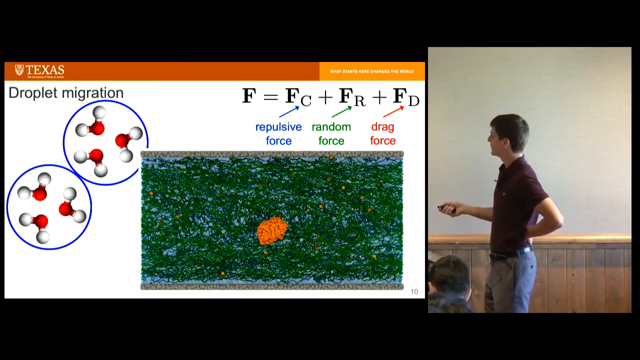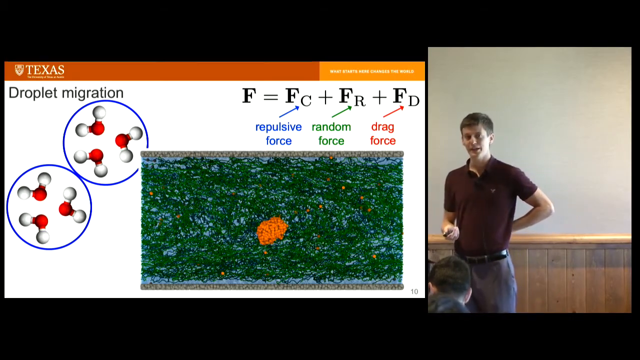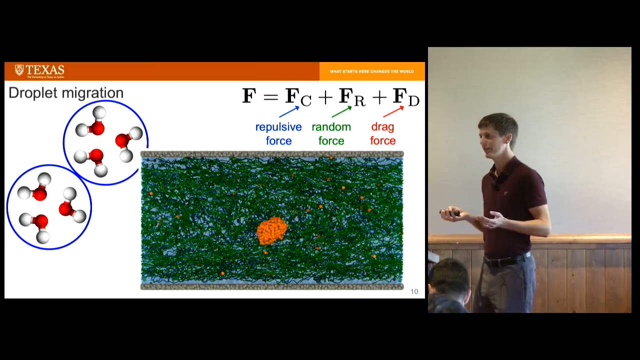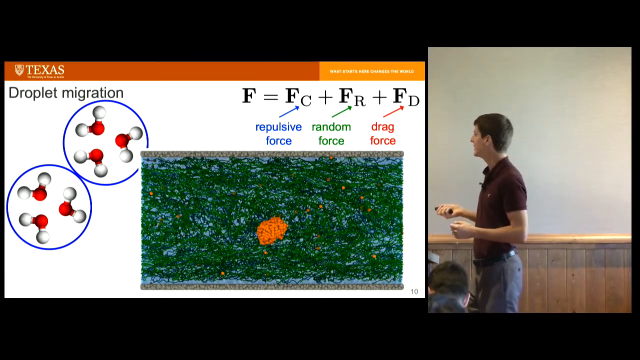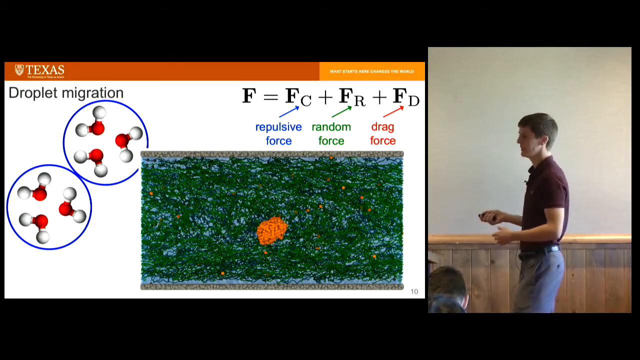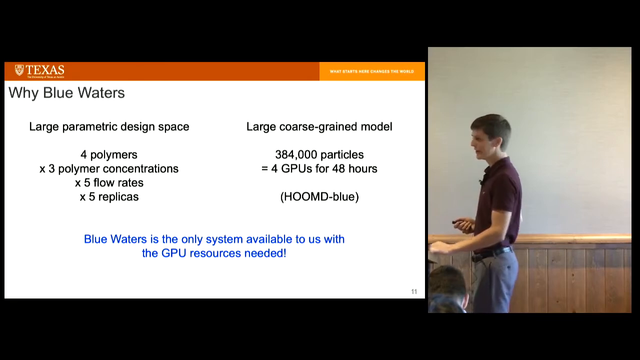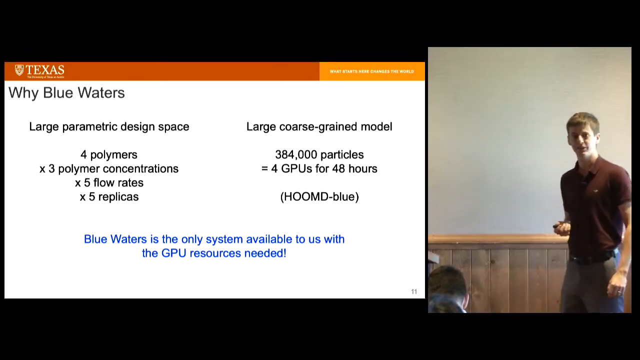We have polymer chains shown in green. We have walls at the top and the bottom, and then we can tune the parameters that we care about to try to figure out what type of complex fluids will help us manipulate this drop better. What length should the polymers be? What concentration should they be? How fast do we need to flow this? And that's where Blue Waters was really key to enabling this research.